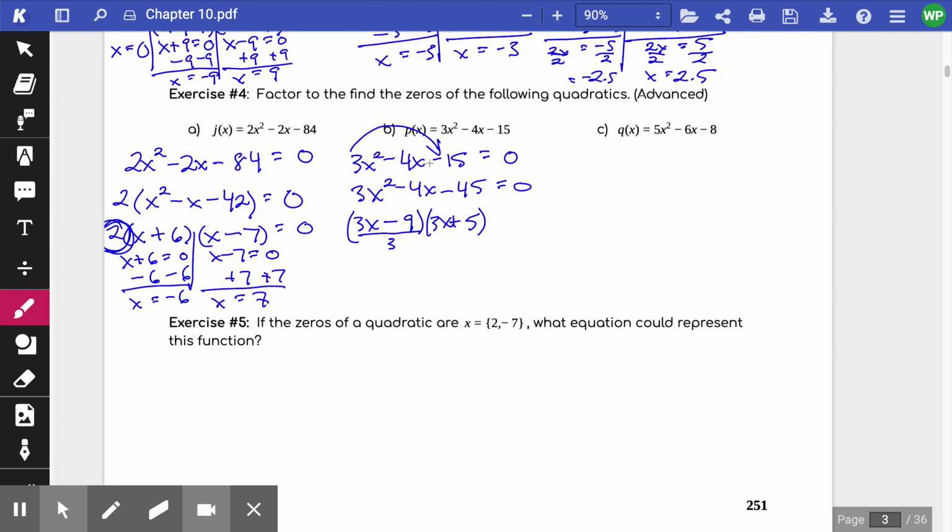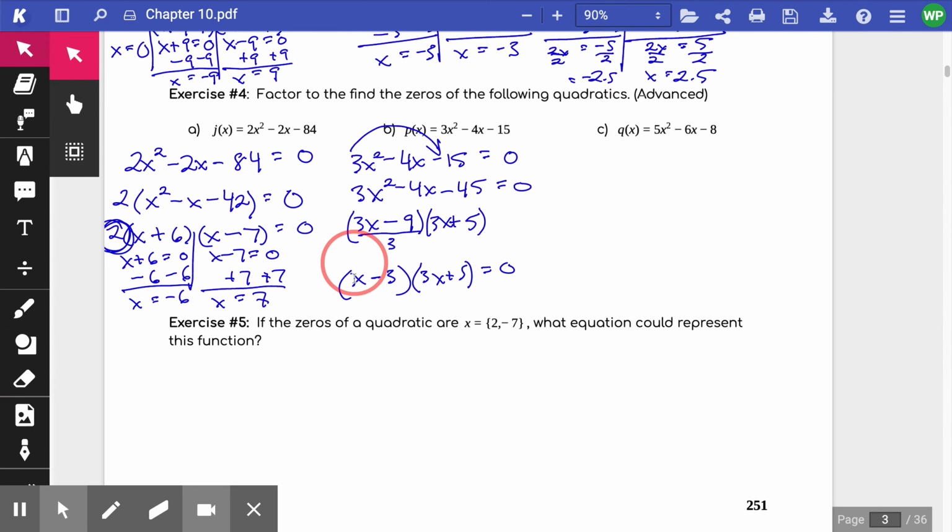Because I multiplied by a 3 in the beginning, I want to divide out a 3 at the end. So that's going to leave me with an x minus 3, because 3x divided by 3 gives me x, and negative 9 divided by 3 gives me negative 3. And I bring down the 3x plus 5 over here. And remember, we're not just factoring now, we're setting this equal to 0.